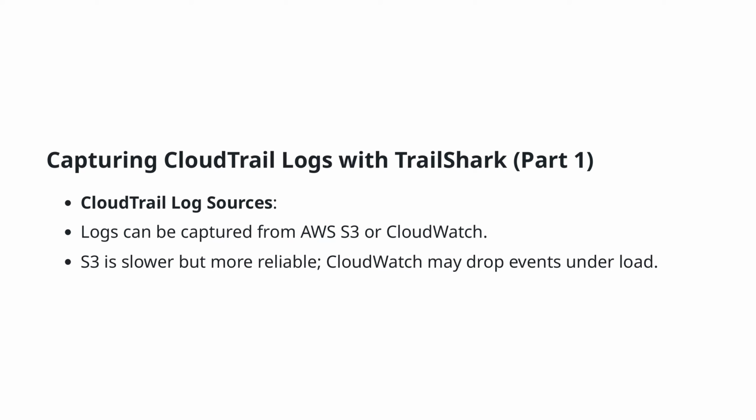In this segment, we'll explore how to capture CloudTrail logs using TrailShark. CloudTrail log sources include AWS S3 and CloudWatch. Using S3 to capture logs tends to be slower but provides higher reliability. On the other hand, CloudWatch offers faster log capturing but with a potential risk of event drops under heavy load. It's important to choose the log source that best fits your use case requirements. Now, let's dive into the specific methods for initiating a capture from these two sources.